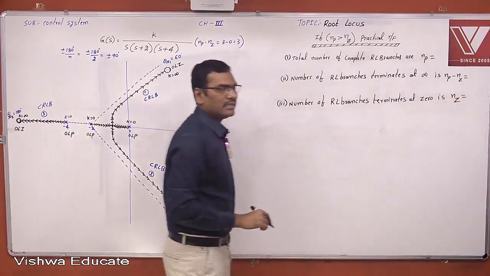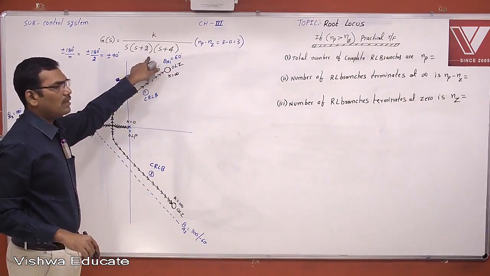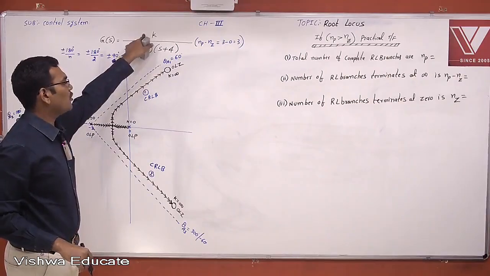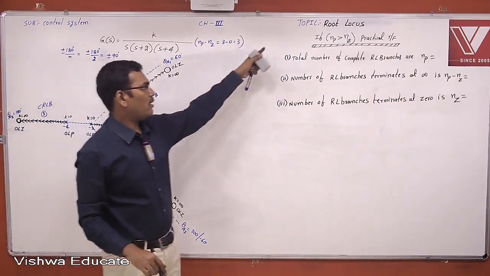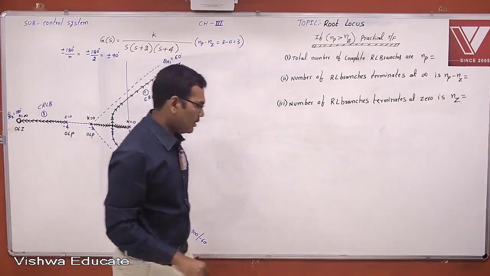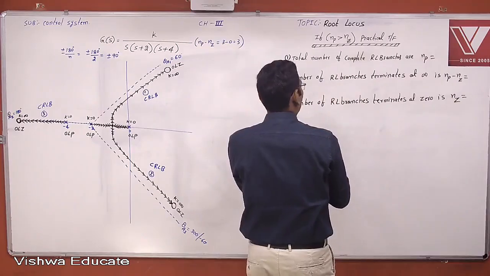Terminates at 0 is NZ. Now, based on this, is this a practical transfer function or not? 3 poles, no zeros. Okay, 3 poles, no zeros. This is the practical transfer function. Now, if it is a practical transfer function, the total number of complete root locus branches is NP.